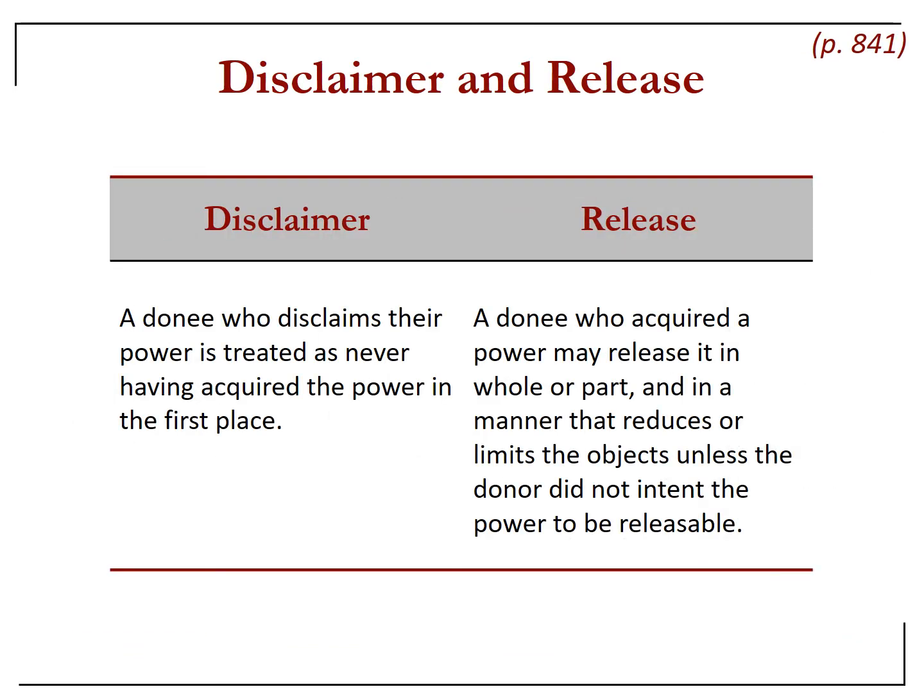Your text distinguishes between a disclaimer and a release. A disclaimer is a proper exercise of power, and it's when a donee disclaims her power. The donee is treated as never having acquired the power in the first place. So for a disclaimer, since it's a rejection of power from the outset, the disclaimant is treated as never having had that power. A release, on the other hand, is giving up a power of appointment after having it for some period of time. A donee who acquired a power may release it in whole or in part, and in a manner that reduces or limits the objects, unless the donor did not intend the power to be releasable.